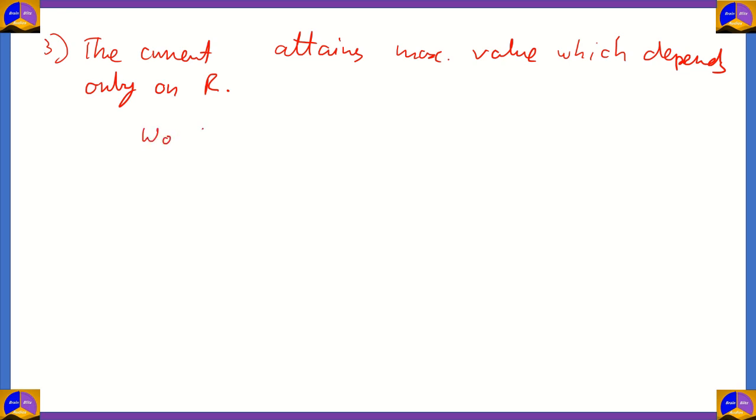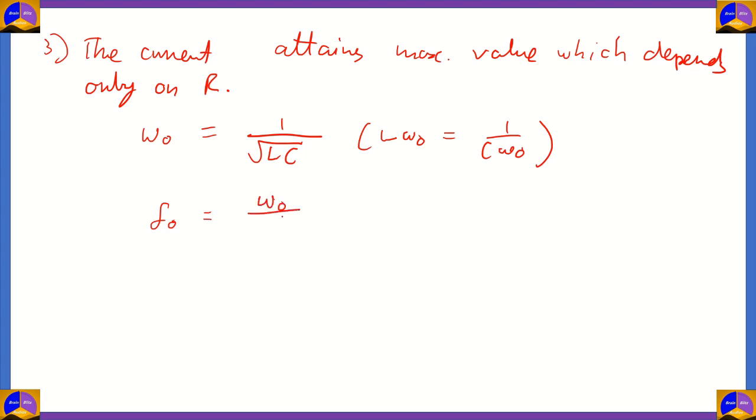So the value of omega naught can be written down as 1 by root of LC, when L omega naught equals 1 by C omega naught. And the value of frequency, linear frequency, can be omega naught by 2 pi. So therefore omega naught will be the same as 2 pi times F naught, that is linear frequency. So the value of F naught can be written as 1 by 2 pi times the root of LC, because we know that omega naught is already 1 by root of LC.